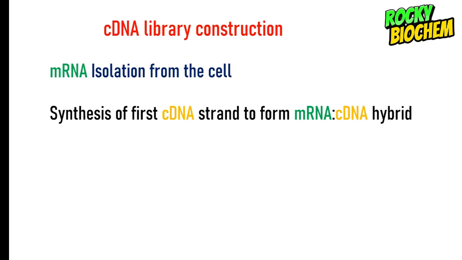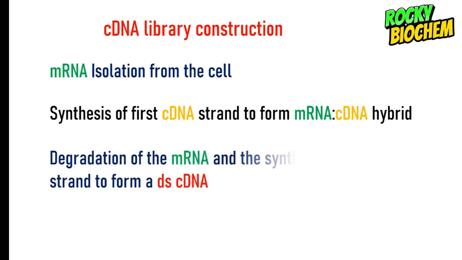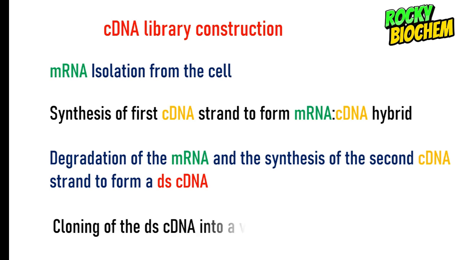So after the first strand synthesis, we will obtain a hybrid of mRNA and then cDNA. And after obtaining this hybrid, then the mRNA portion will be degraded and then another cDNA will be synthesized to form a double-stranded cDNA molecule. So after being able to synthesize your double-stranded cDNA molecule, then it will be cloned into a vector like plasmid. And after cloning it into the vector like plasmid, then the clones will be transformed into a host like E. coli for it to replicate the clones into multiple copies.